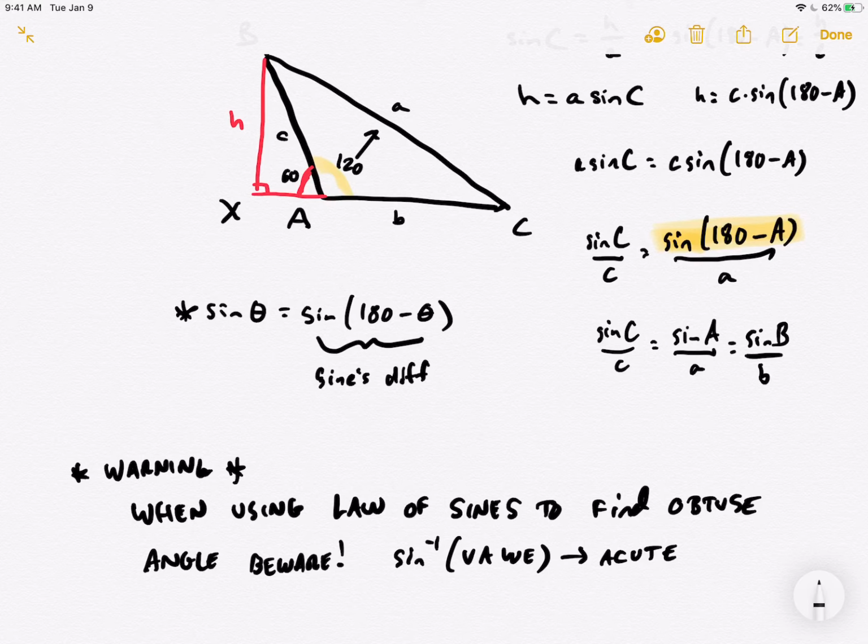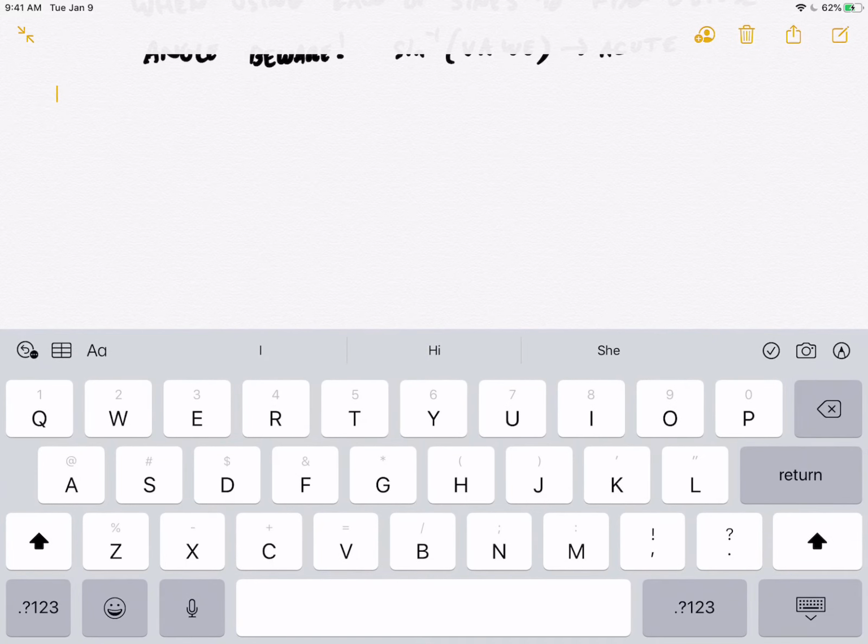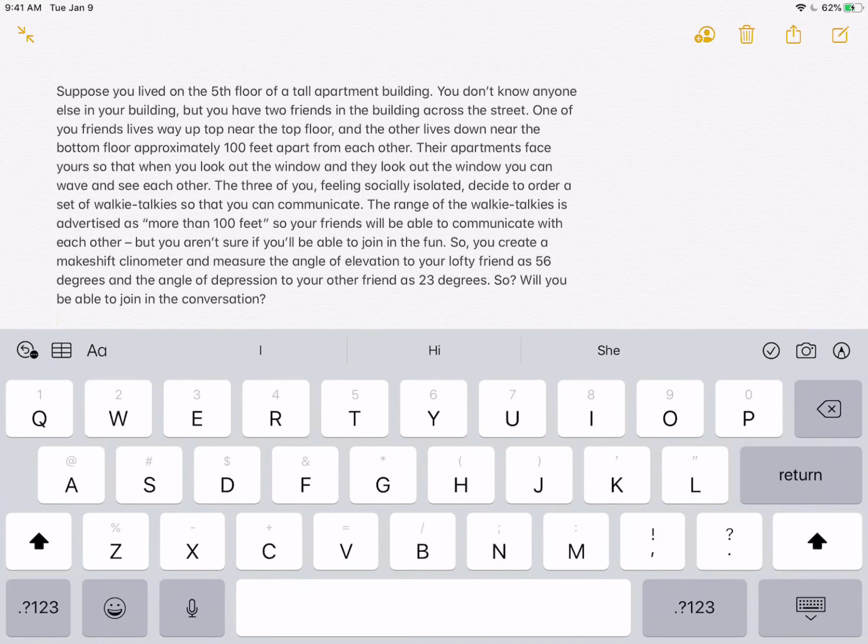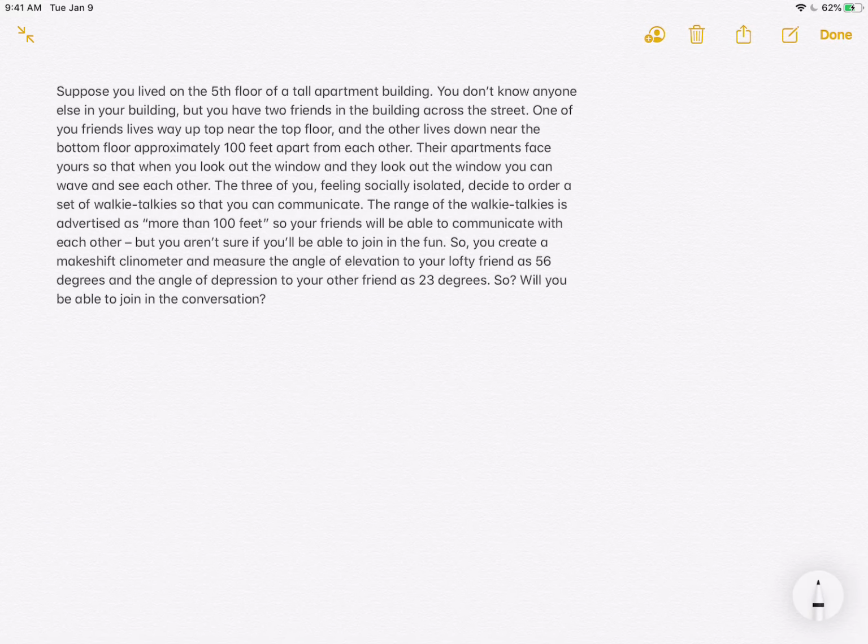Okay, one other thing that I want to achieve in this video, and it's a little bit different, is I want to introduce you to using law of sines and cosines to solve a word problem. That's probably the most common thing that you'll be doing. So here's a big block of text. So we'll read through this.